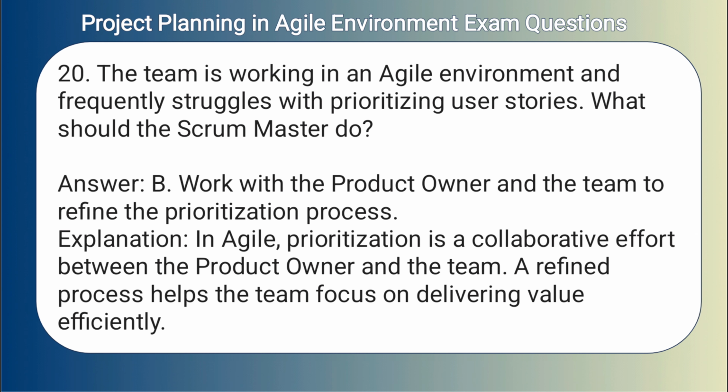Answer: B. Work with the product owner and the team to refine the prioritization process. Explanation: In Agile, prioritization is a collaborative effort between the product owner and the team. A refined process helps the team focus on delivering value efficiently.